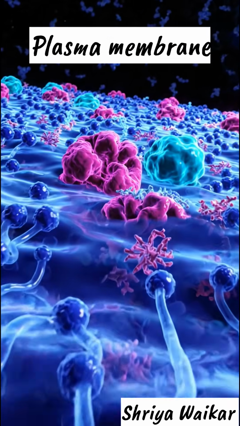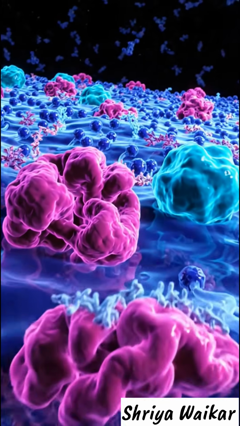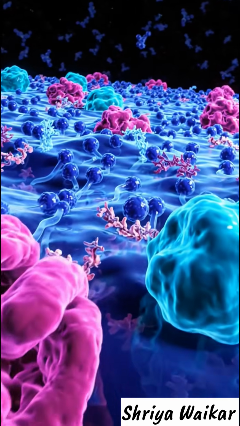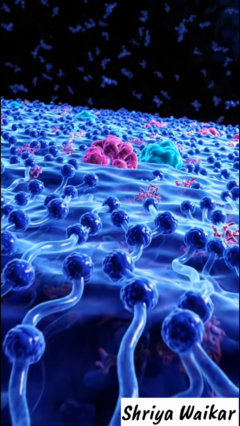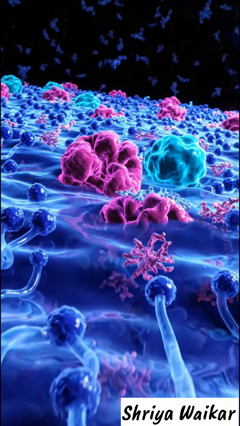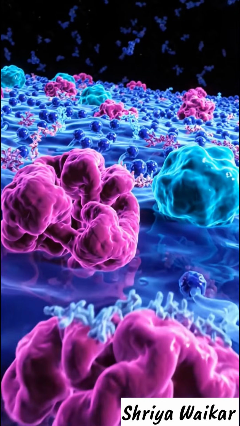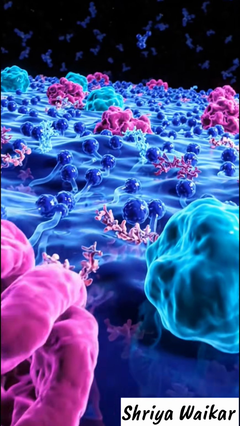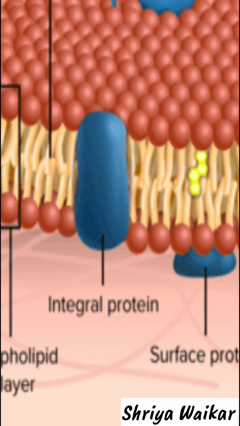Today we are going to learn an important topic, that is plasma membrane. Now plasma membrane or cell membrane is a thin flexible outer layer of the cell. It acts as a protective barrier, as a selective gatekeeper. The membranes follow the fluid mosaic model. This is not rigid; it behaves like a liquid while containing a mosaic of different molecules.